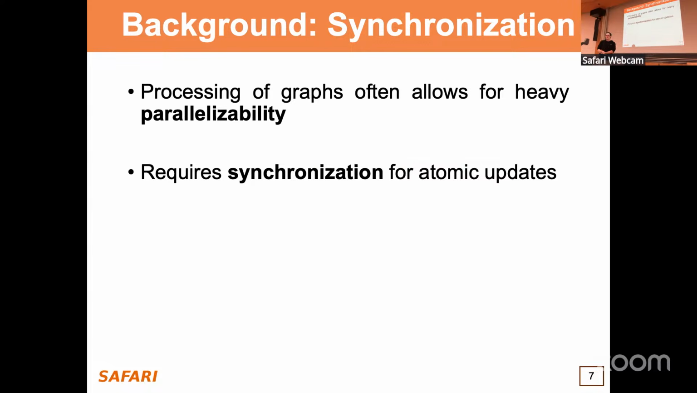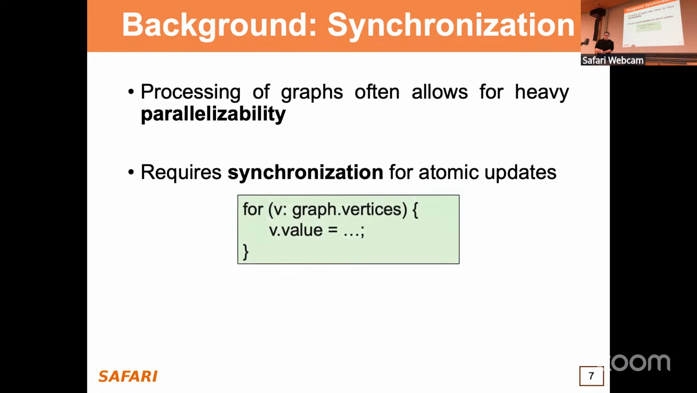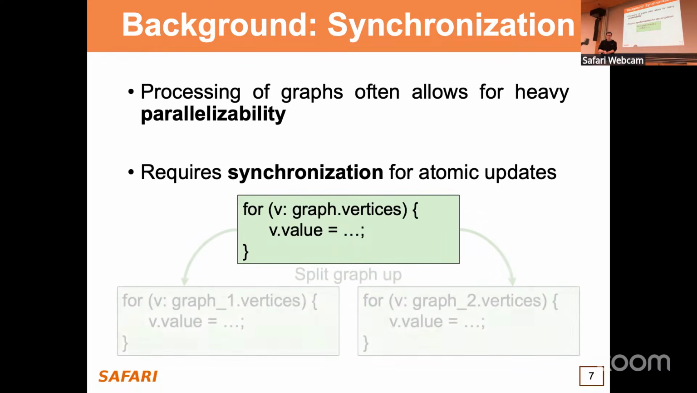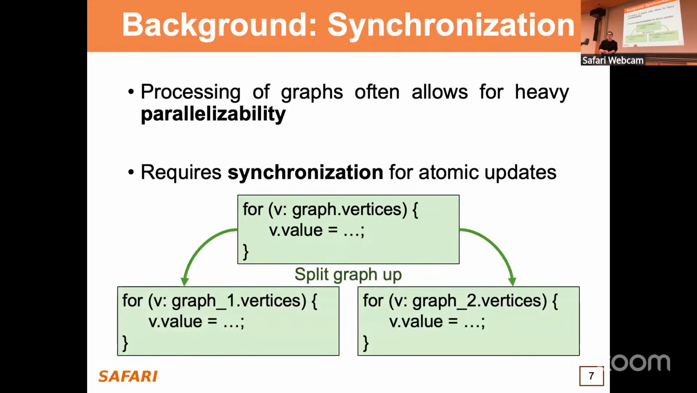Now, the processing of these graphs often allows for heavy parallelizability. As you can see here, we have a loop through all the graph vertices. We can instead split this up into 2 parts and then have 2 cores execute this. This, however, requires synchronization for atomic updates and other things.